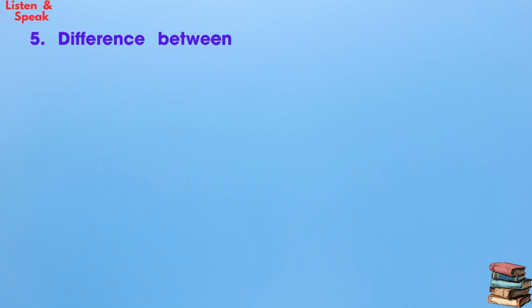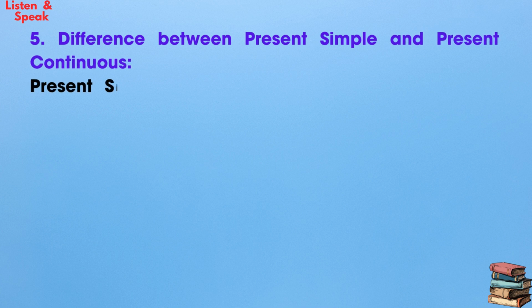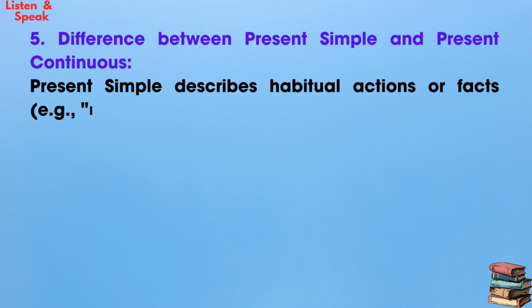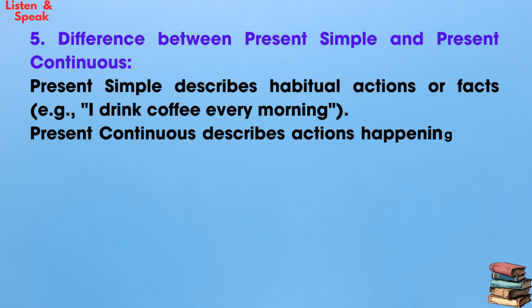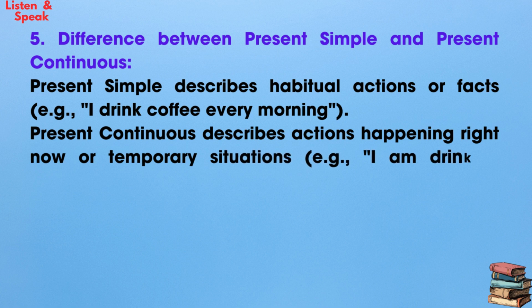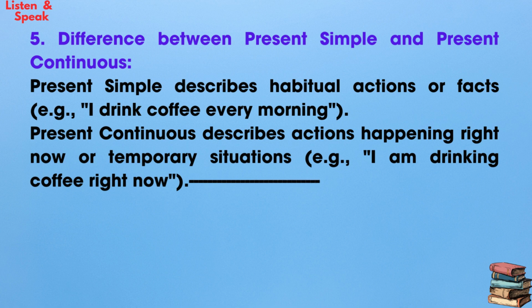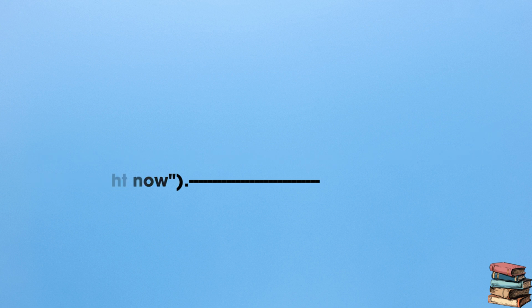5. Difference between present simple and present continuous. Present simple describes habitual actions or facts. For example, I drink coffee every morning. Present continuous describes actions happening right now or temporary situations. For example, I am drinking coffee right now.